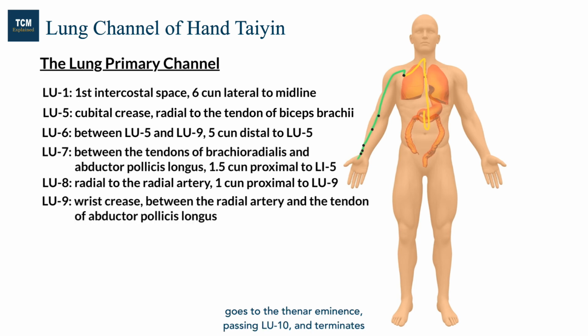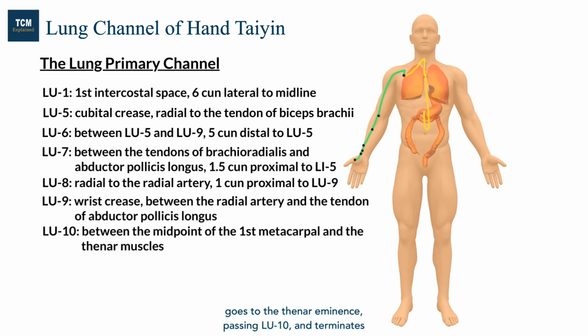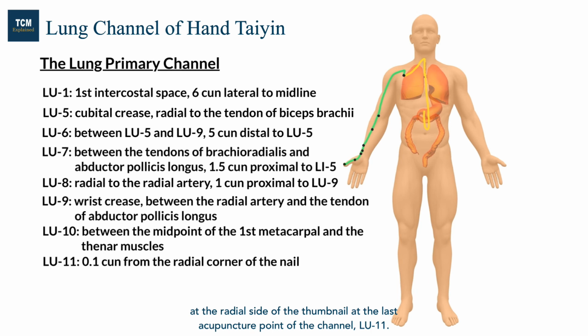It goes to the thenar eminence, passing lung 10, and terminates at the radial side of the thumbnail at the last acupuncture point of the channel, lung 11. The primary channel has one branch at lung 7 at the styloid process. This branch goes to the radial side of the tip of the index finger where it connects with the first acupuncture point of the large intestine channel, large intestine 1.